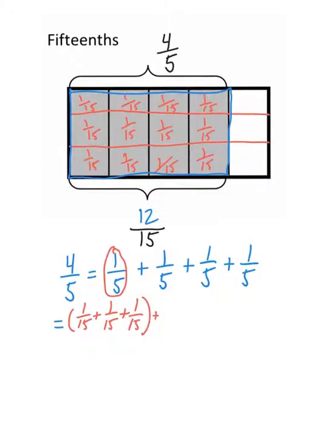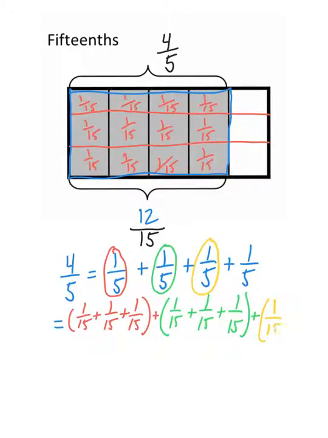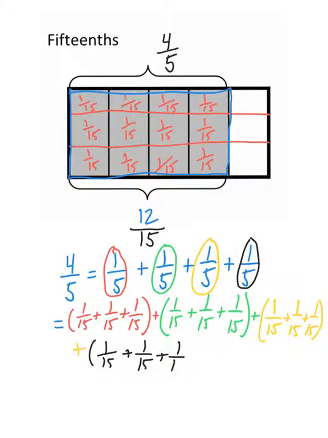And then we have another group right here, and that represents 1/15 plus 1/15 plus 1/15, and that's one group there. And then we have another group which is right here, and that's equal to 1/15 plus 1/15 plus 1/15. Getting crazy, right? And then we have one last group which is right here, and that's 1/15 plus 1/15 plus 1/15.